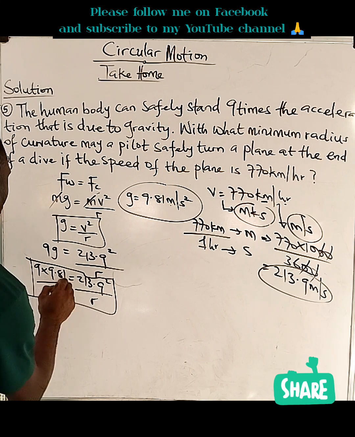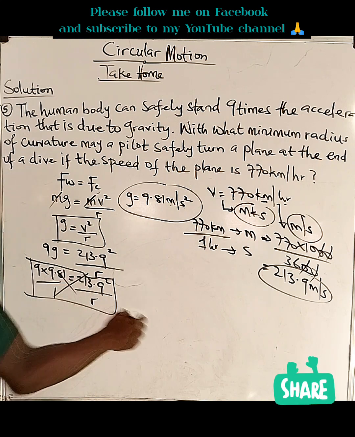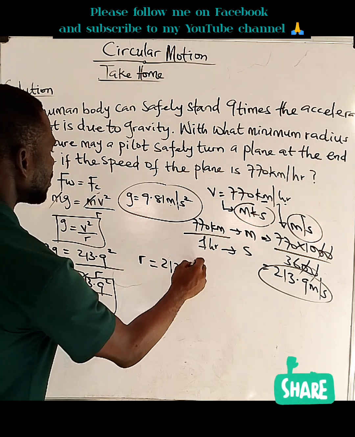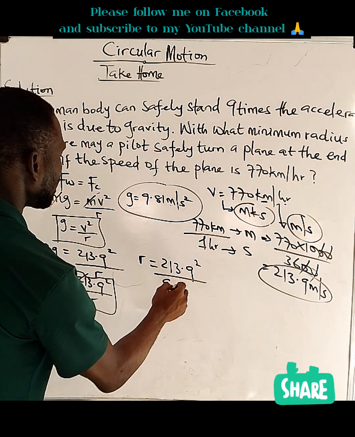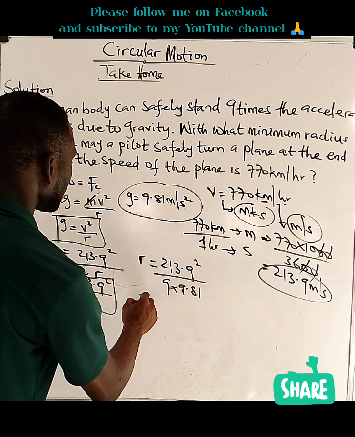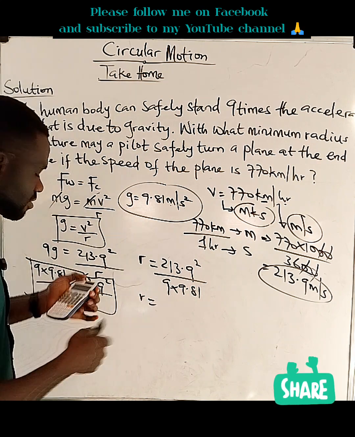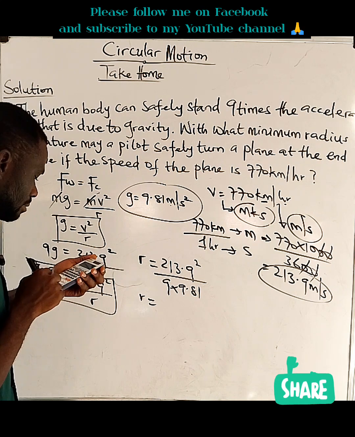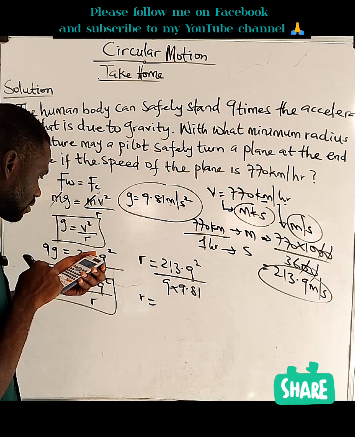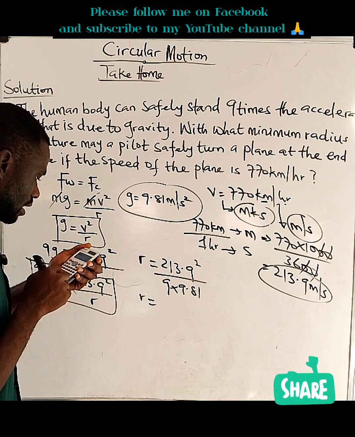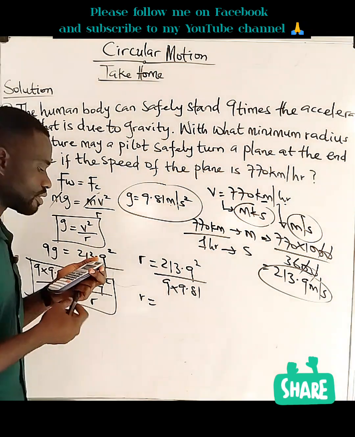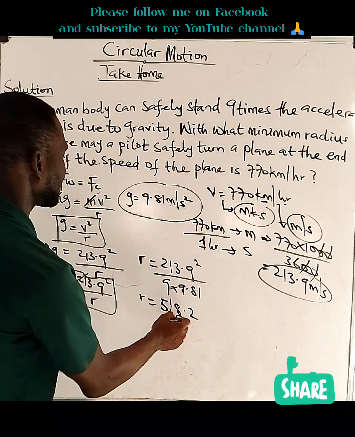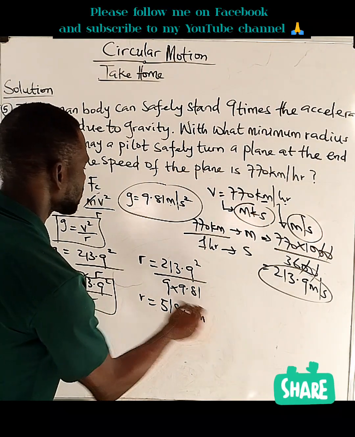So what do we do? We're going to cross multiply. We're looking for radius. So the radius of curvature will be equal to 213.9 raised to power 2 divided by 9 times 9.81. So quickly, let's use our calculator to finish this up. We have 213.9 squared divided by 9 times 9.81. That will give us 518.215, so that is 518.2. That is the radius of curvature that we have, in meters.